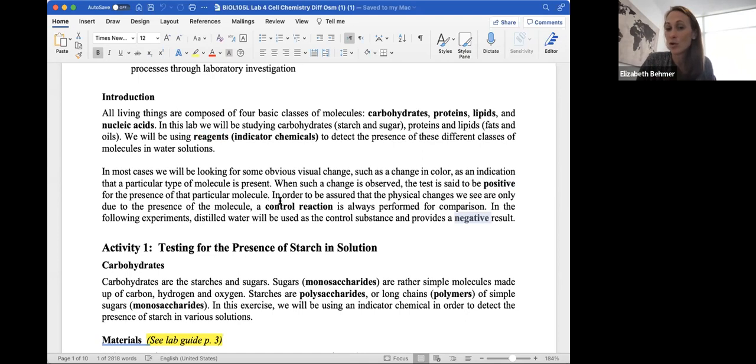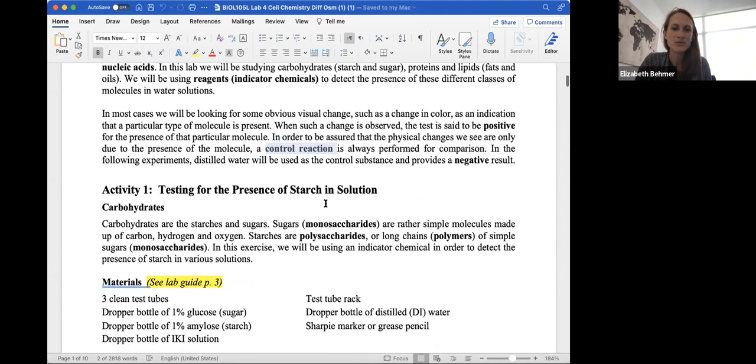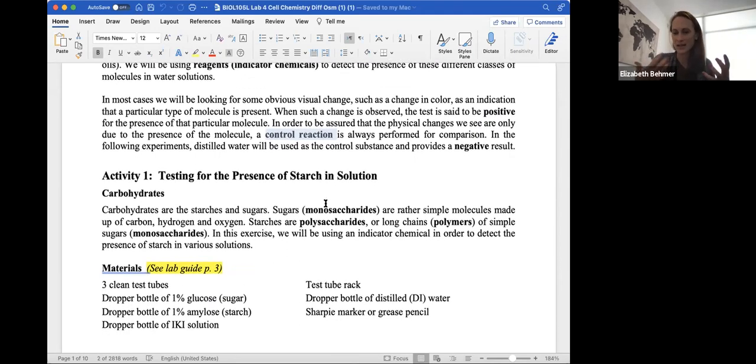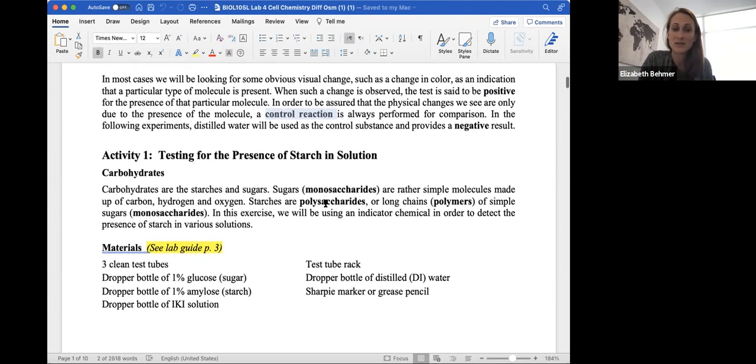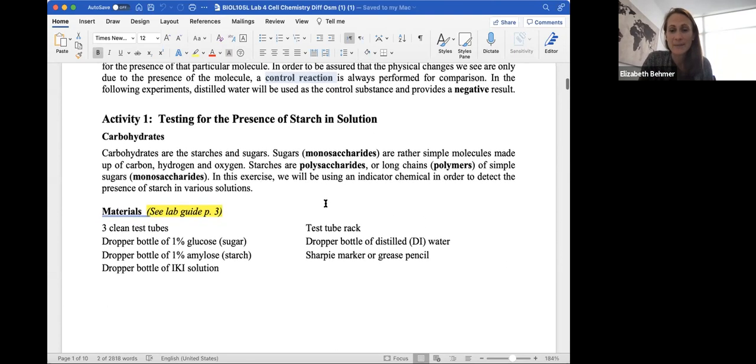We use control reactions to always be performed as a comparison. And usually the control reaction just has nothing in it, distilled water. As it takes you through these activities, the lab guide will show you pictures of what will be done to detect the presence, for example, of starch in a solution. So the first activity detects for the presence of starch in the solution.